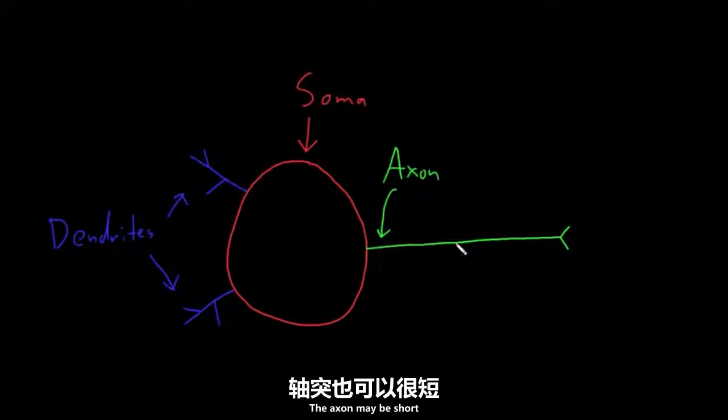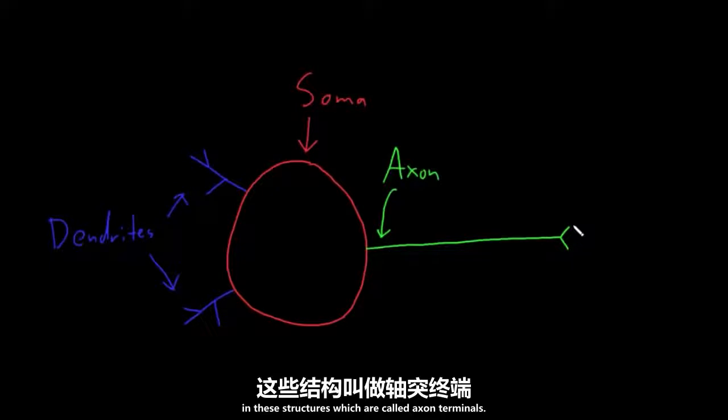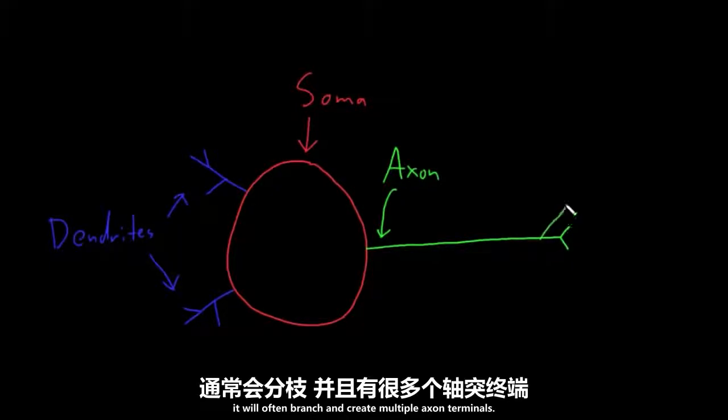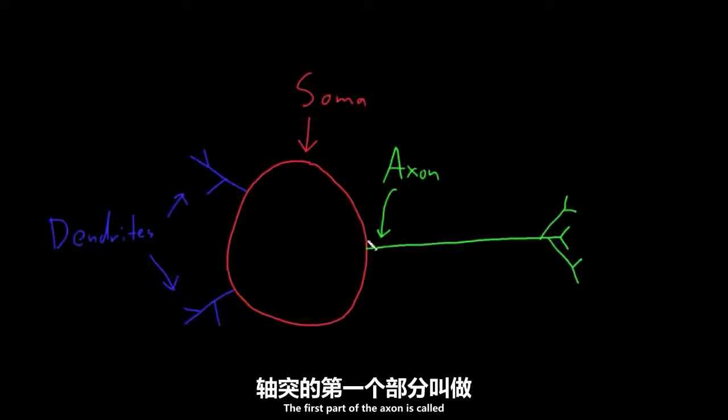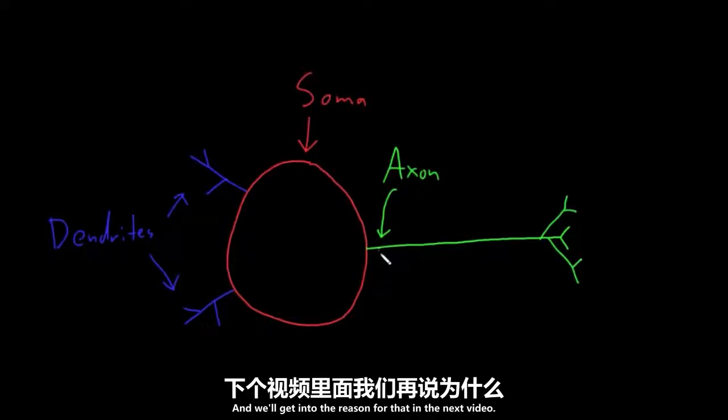The axon may be short or it may be very long, up to 1 meter or more, and it usually is unbranched for most or all of that length until it gets to the end in these structures, which are called axon terminals. And at this point it will often branch and create multiple axon terminals. The first part of the axon is called the axon initial segment, or the trigger zone, and we'll get into the reason for that in the next video.